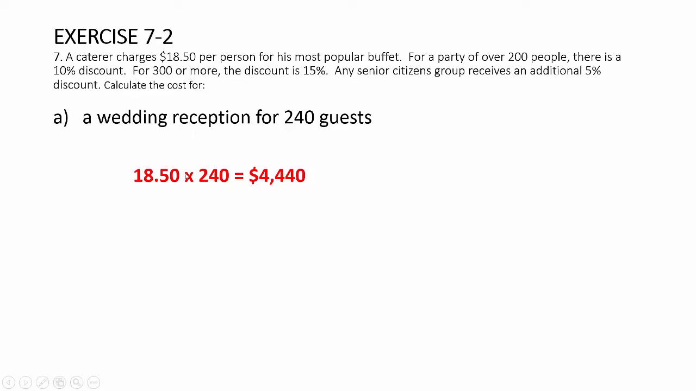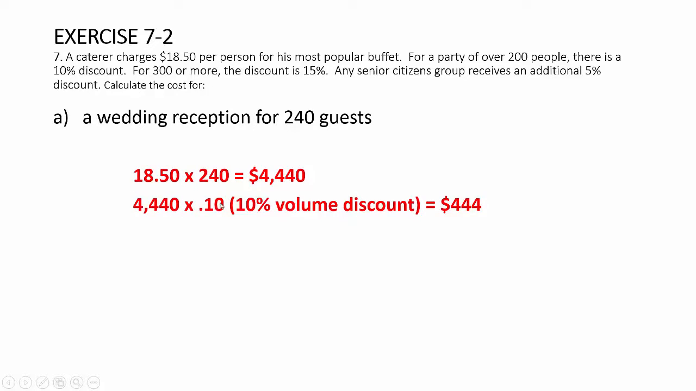We're going to first start off by taking the price of the plate and multiplying it by the number of customers to give us a total undiscounted bill of $4,440. But of course, since we have 240 guests, that is over 200 people, so we get a 10% discount. So let's calculate that.